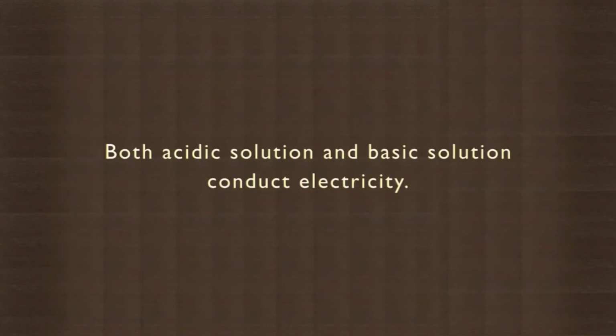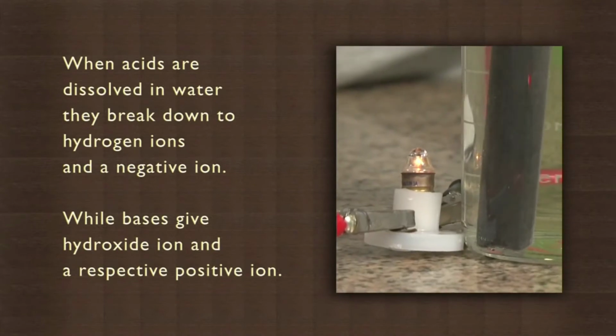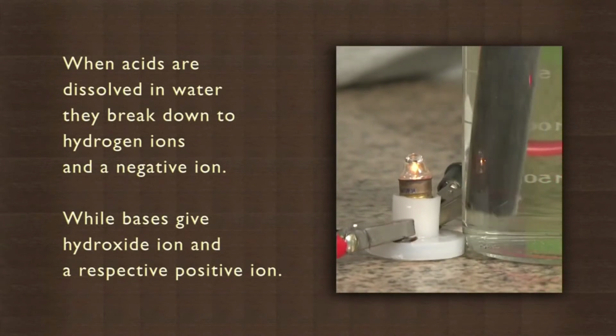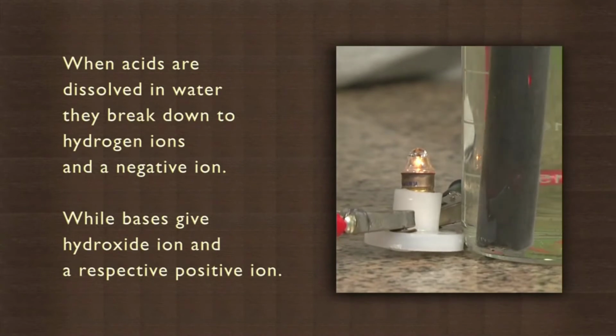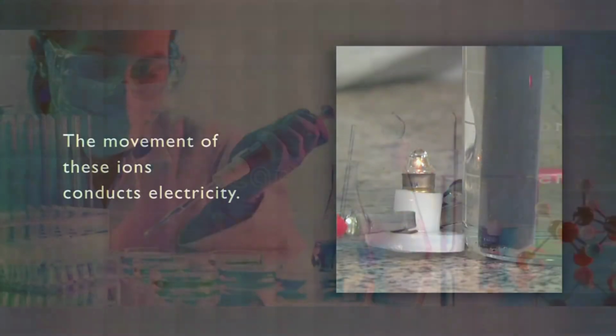So both acidic solution and basic solution conduct electricity, or in simple language, allow electricity to pass through. This is because when acids are dissolved in water, they break down to hydrogen ions and a negative ion, while bases give hydroxide ions and a respective positive ion. The movement of these ions conducts electricity.